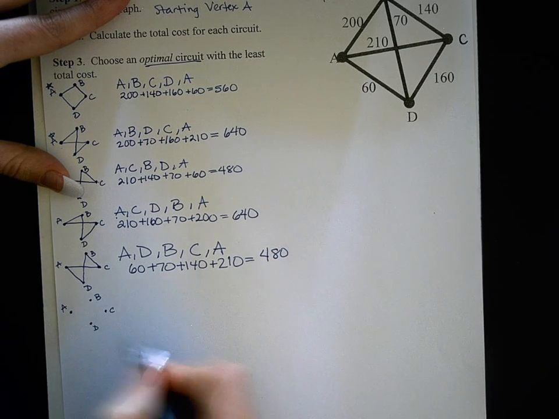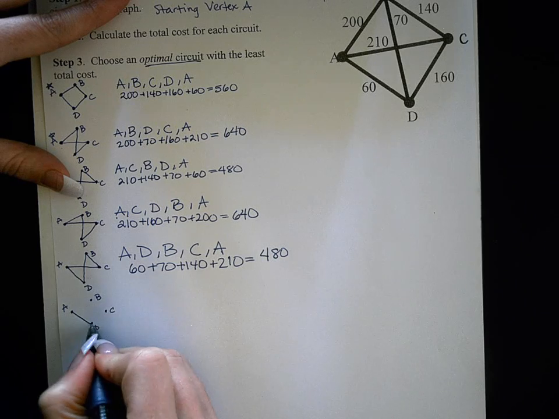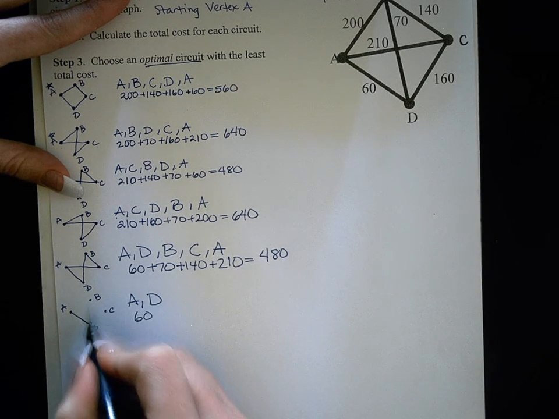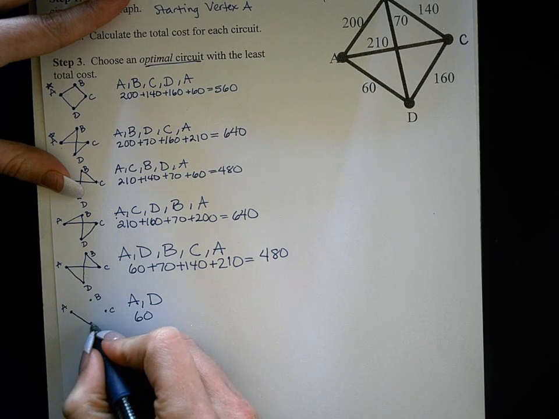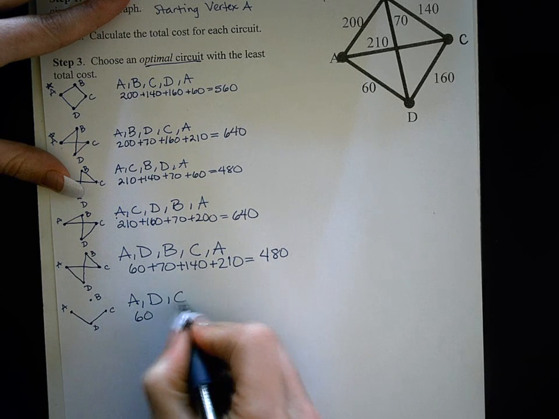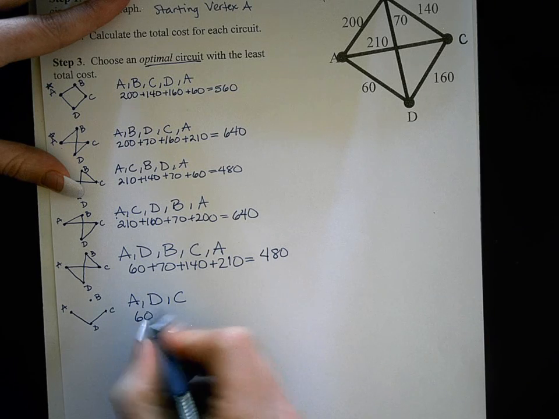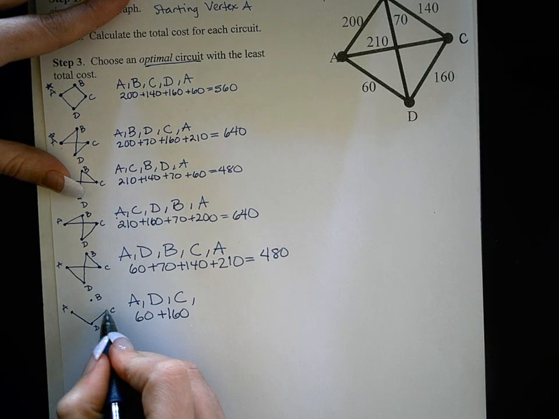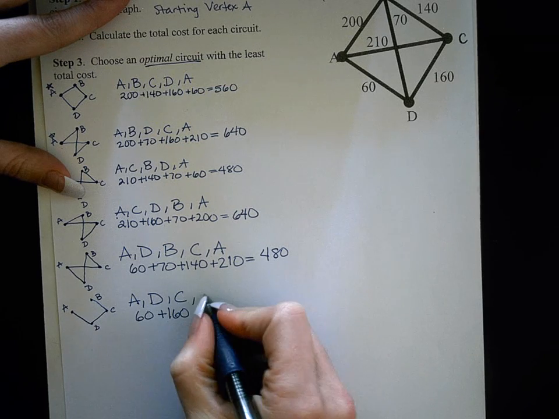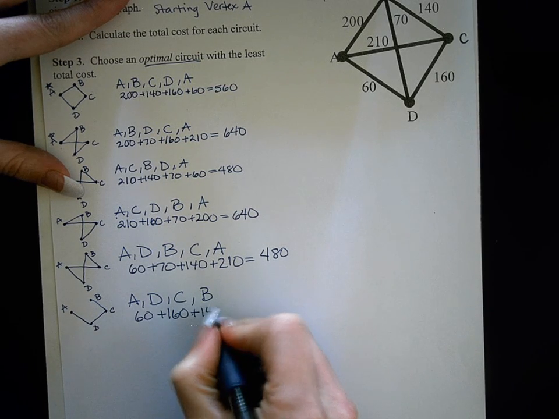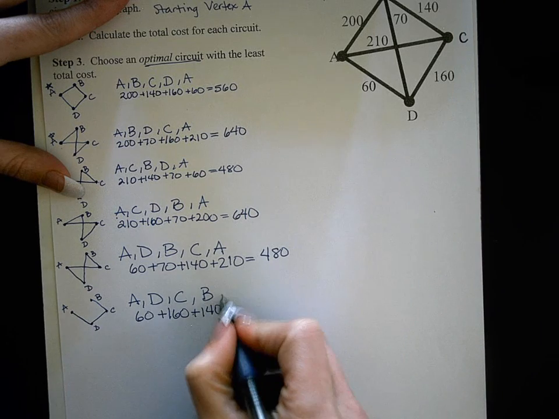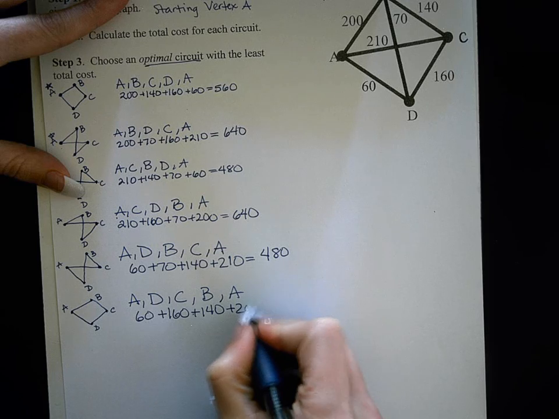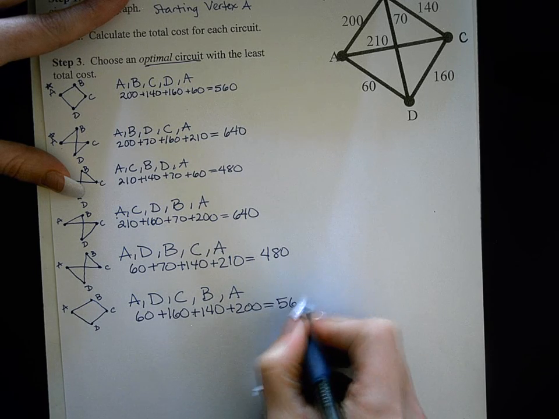Okay, the last one that we have is keeping with A to D, which is 60. We went to B up here, so now we're going to go to C. From D to C, that is 160. From C, we're going to go to B. That is 140. And from B back to A, which is 200, and the total cost there is $560.